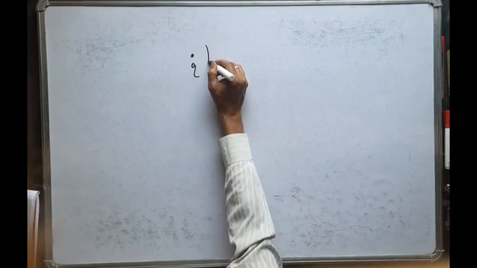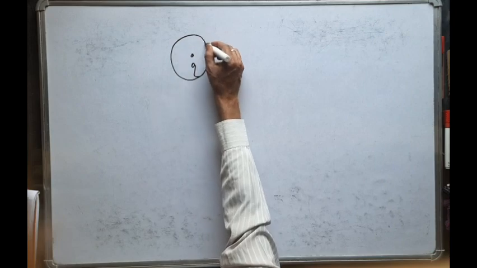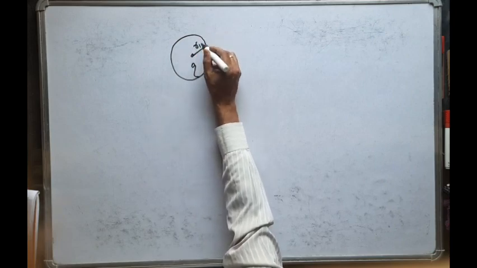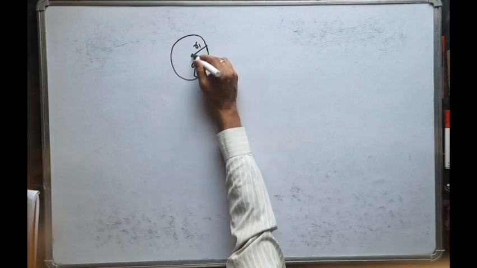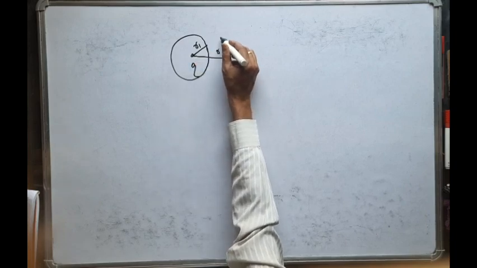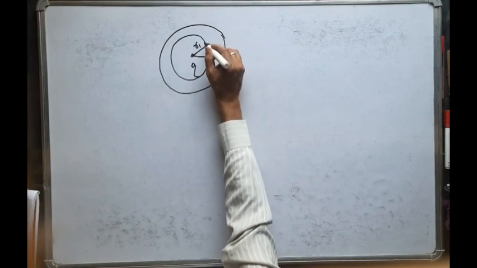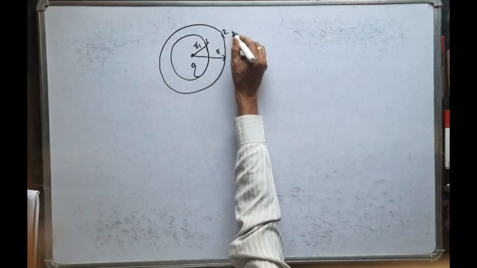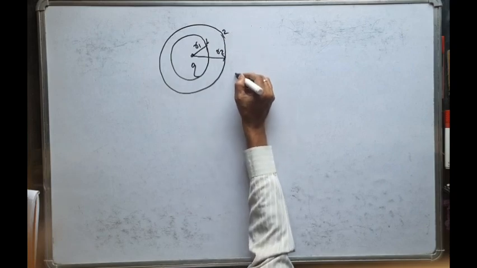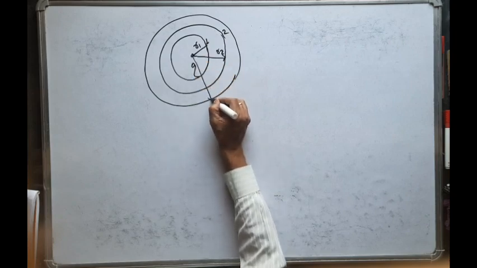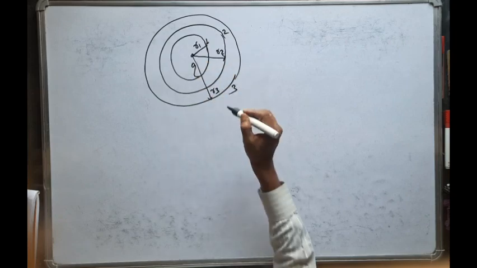I want to find the flux through the closed surface, a sphere of radius r1. Then taking some radius r2, you draw another sphere. So this is your first surface, this is your second surface. You take another sphere of radius r3, and this is the third sphere.